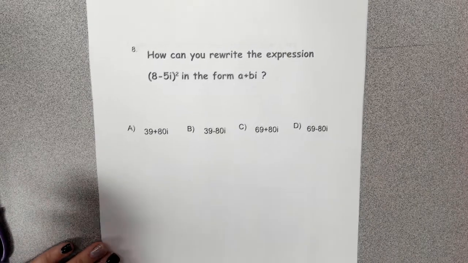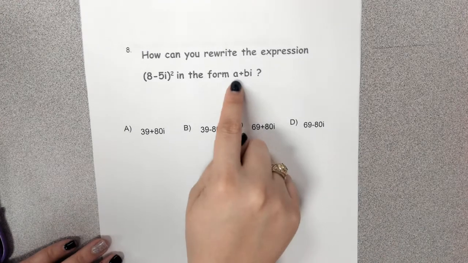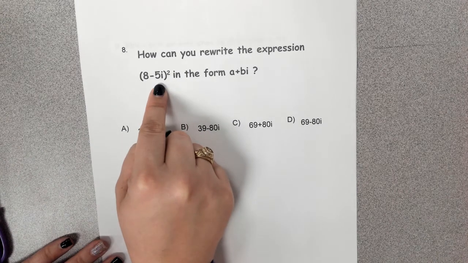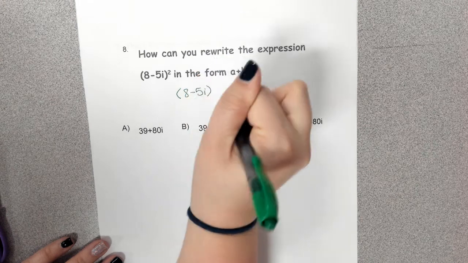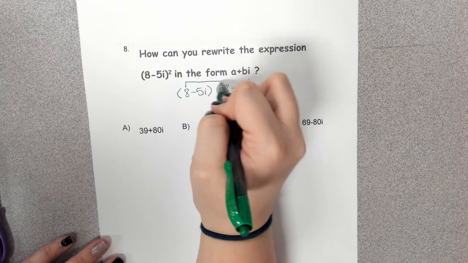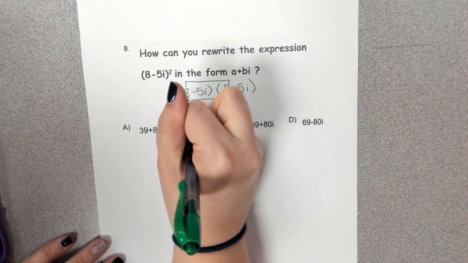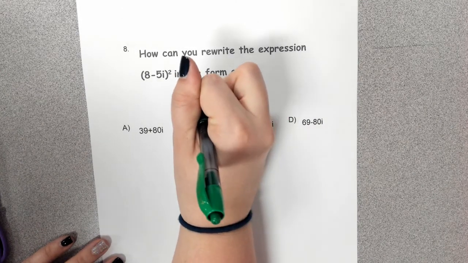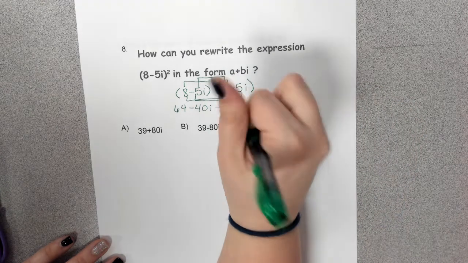Number 8. Number 8's multiple choice. It says, how can you rewrite the expression (8 minus 5i) squared in the form of a plus bi? So this is how we always want to write complex numbers like this. Well, remember, this isn't like saying square your 8, square your 5. This is actually going into multiplying this out. So this is saying (8 minus 5i) times (8 minus 5i). I'm going to do 8 times 8, which is 64. And then 8 times -5i, which is -40i. Again, -5i times 8, which is -40i. And then -5i times -5i, which is a positive 25i squared.